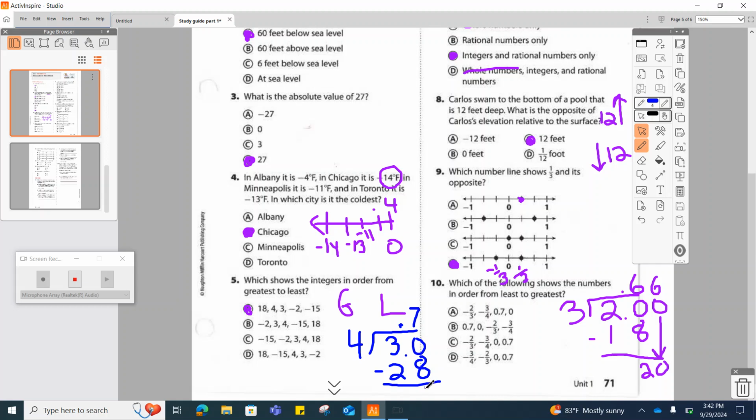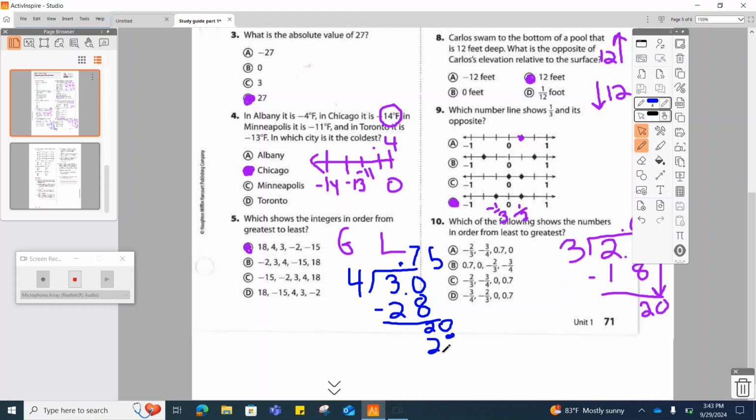I'm going to run out of space here. You could do it on a separate piece of paper. That's going to become 20. There we go. That'll become 20. Okay. So negative 2/3 is the same as negative 0.666.